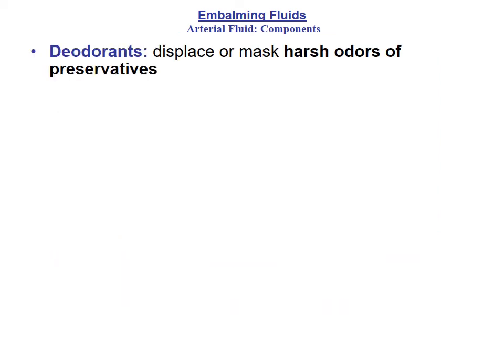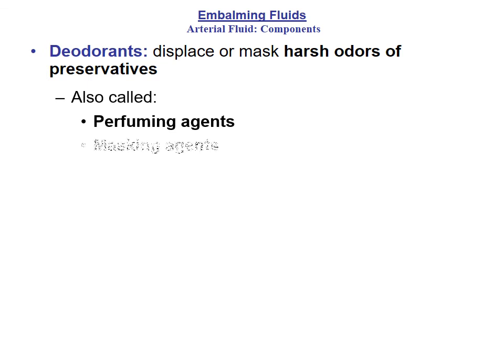The last of the modifying agents is the deodorants. If you remember, the real definition of a deodorant is something that destroys an odor. So they're technically kind of using this term deodorant wrongly. How they define a deodorant is something that displaces or masks the harsh odors of the preservative. So the deodorants are not designed to cover the smell of decomposition. They're designed to cover the smell of the chemical. They're also called perfuming agents, or masking agents, or reodorants. Again, just designed to cover the smell of the chemical.